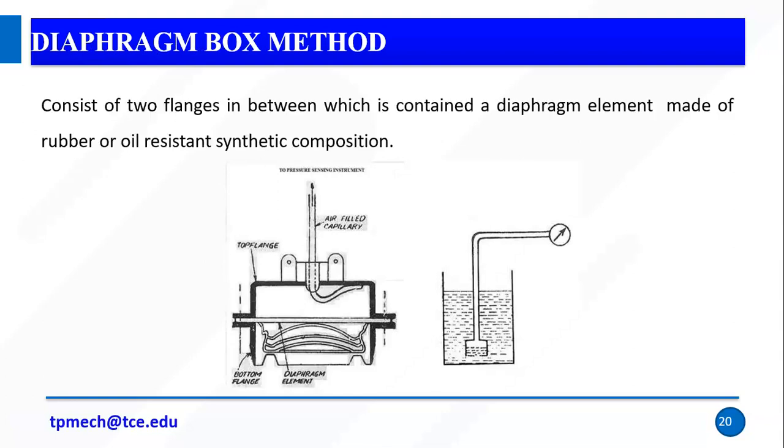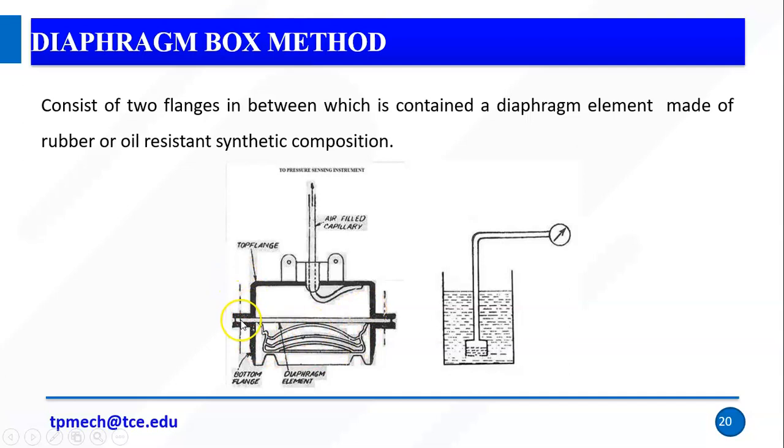The second method is the diaphragm box method. It consists of two flanges, a top flange and a bottom flange. In between them we have a diaphragm element. It is made of rubber or an oil-resistant synthetic composition. This is a disc type diaphragm, and at the bottom we have another diaphragm element.